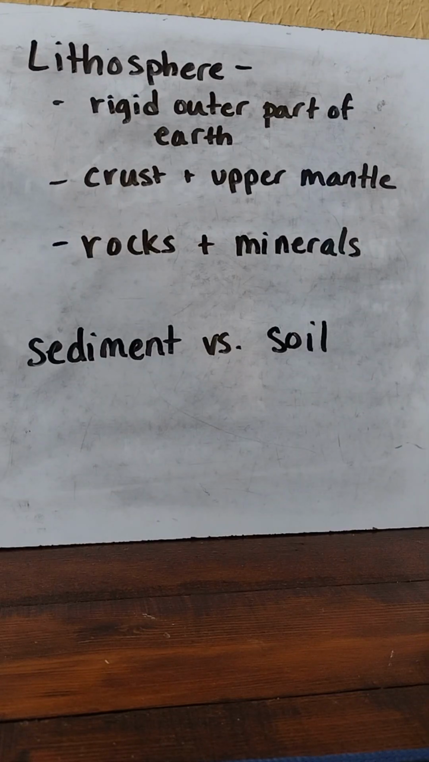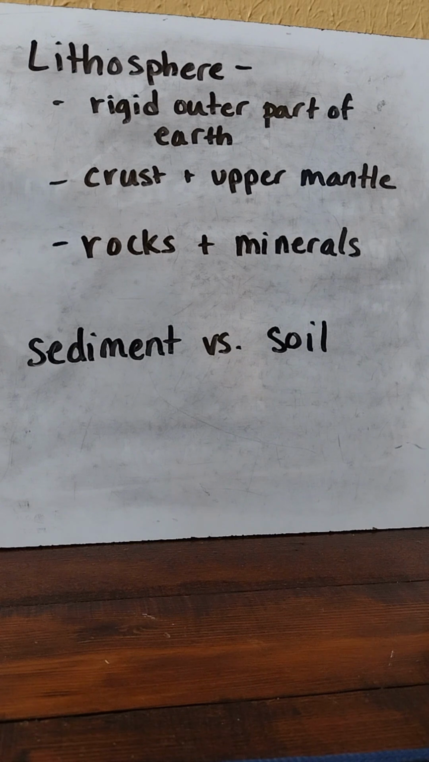Along with studying the interior of the Earth, geochemists and geophysicists also study the Earth's lithosphere. So the lithosphere is the rigid outer part of the Earth. It consists of the crust, but also a little bit of the upper mantle. Remember how big the mantle was in that one picture? So it's just a little bit of the upper mantle in the lithosphere, and it's composed of rocks and minerals.